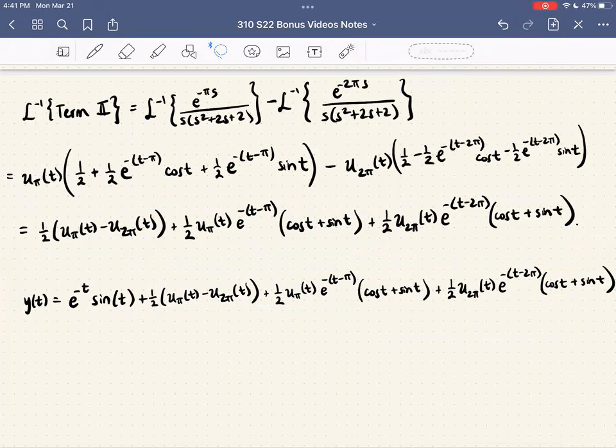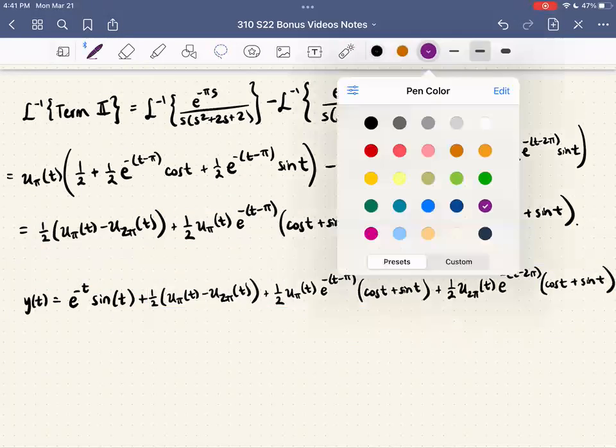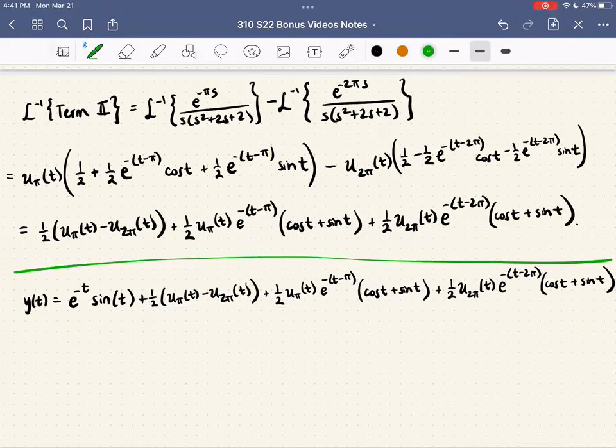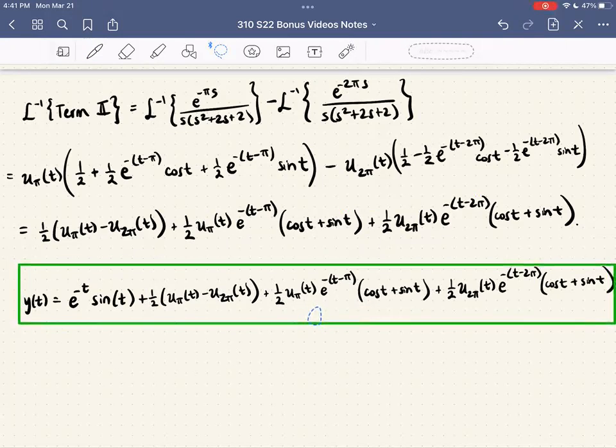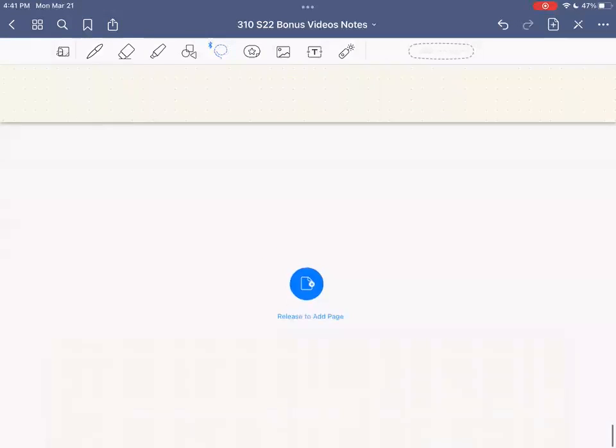Now, if you go and plot this solution, maybe I should put a box around this so that it feels more final. So here's my solution to the initial value problem. Let's look at what the graphs of these functions look like. This is just a little bit of extra stuff here.